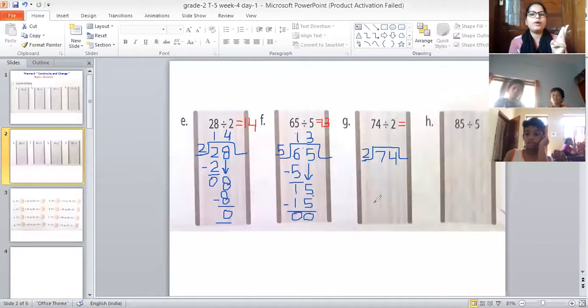Why we will not take 2 and 4 here, children? Because we have to look for a number which is smaller than 7 and nearest to 7. So we'll be taking here 6 only. Okay?